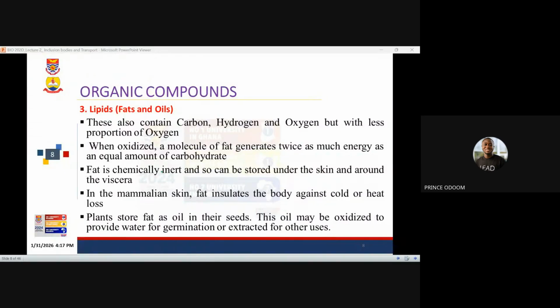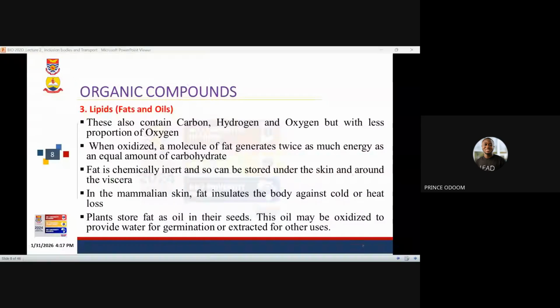But what I want you to know is that it's not only carbohydrate that produces energy. Fat produces a lot of energy. And there are instances where carbohydrate is absent, even protein can enter into glycolysis and produce some level of ATP. So that is basically about that.